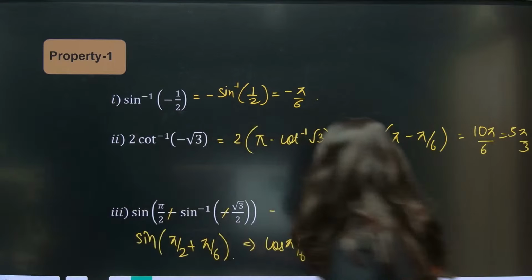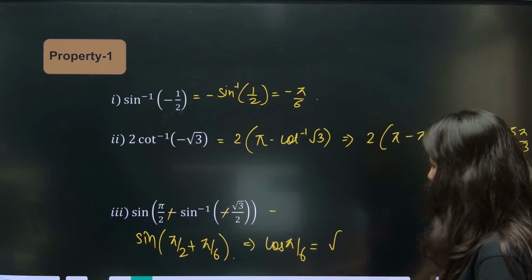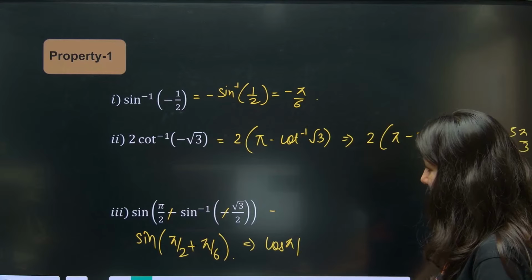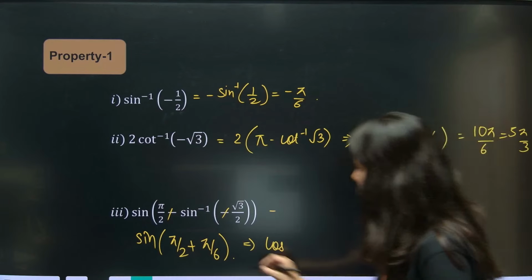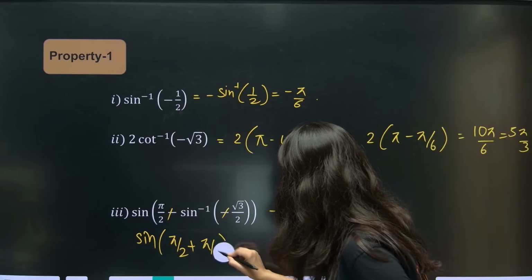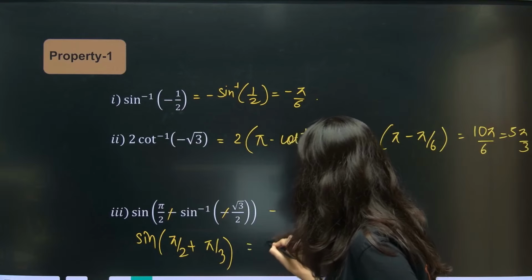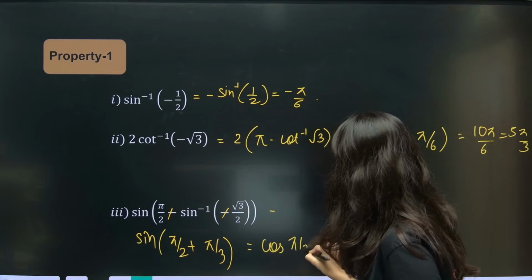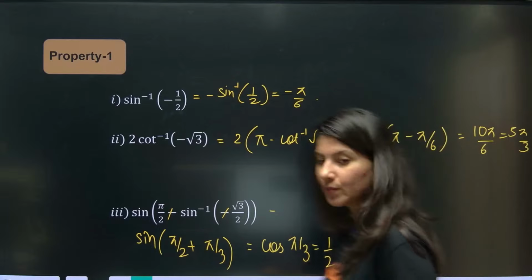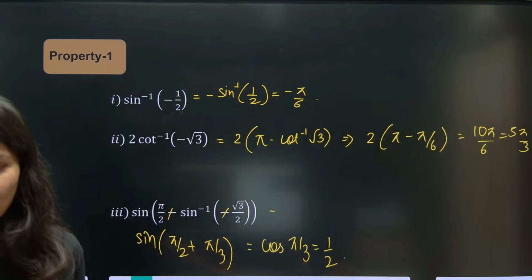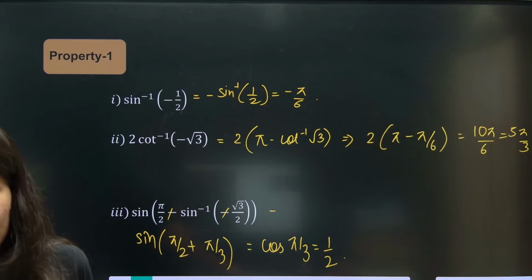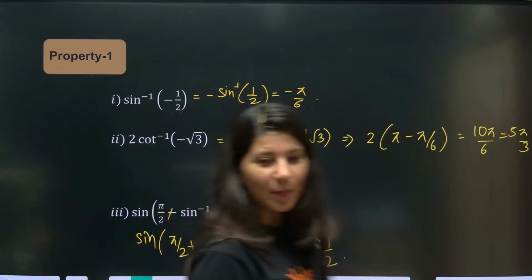Oops, I have done something wrong, no? Sin inverse root 3 by 2, 60 degree. This is pi by 3, yes. And this is cos of pi by 3. Cos 60 degree is half. Half is correct. Oops, my bad. Half. Okay, so now this is correct. So first property is easy.